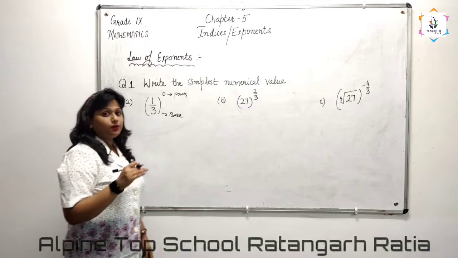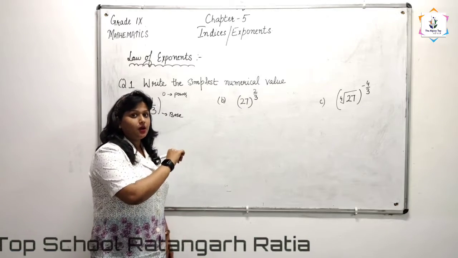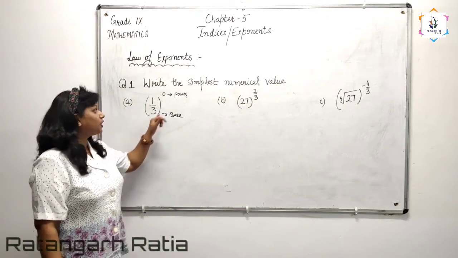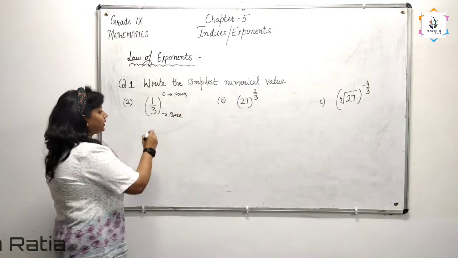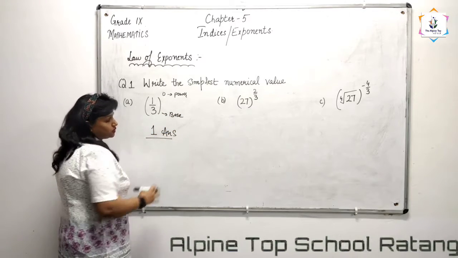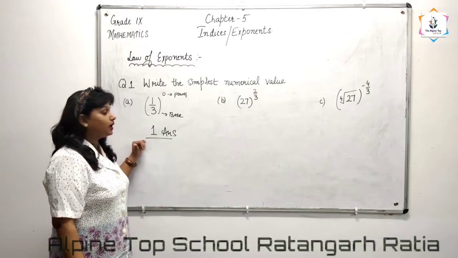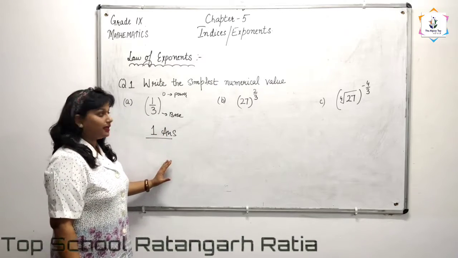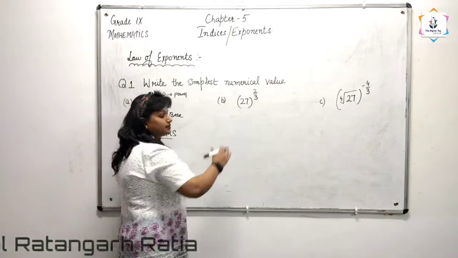Now you remember what rule we have discussed right now. If any number has the power 0, then what answer will come? Always 1. Clear? So like this you have to attempt the power of 0 value. Look at the second question.